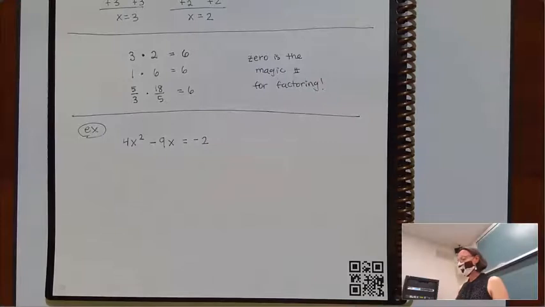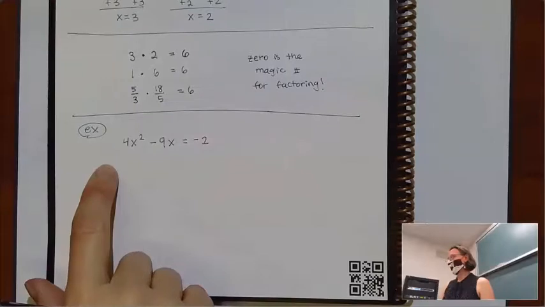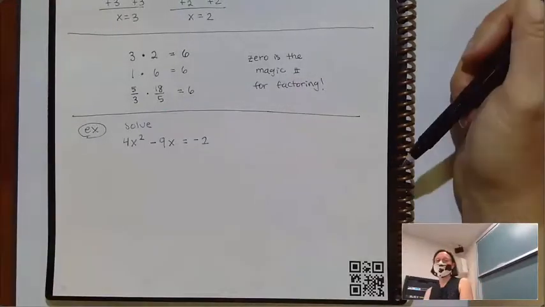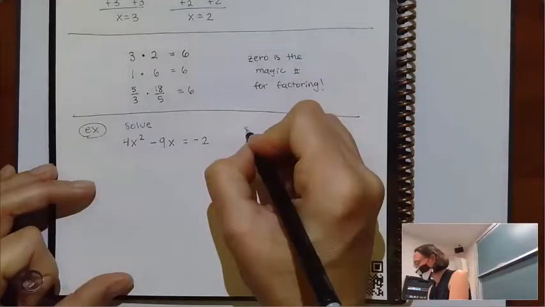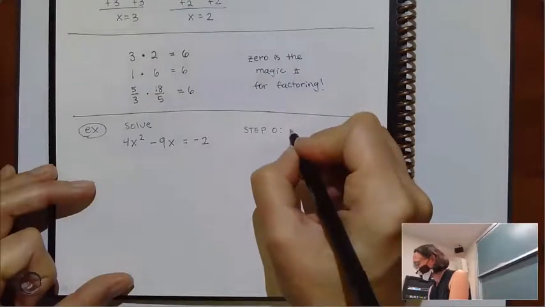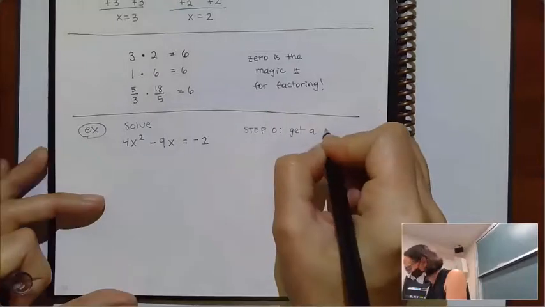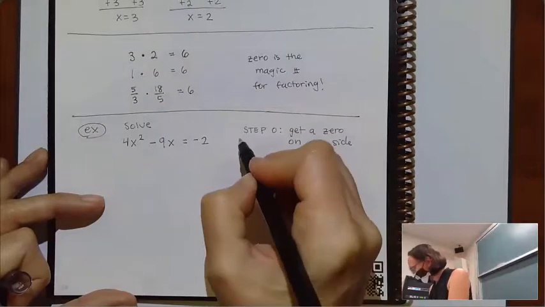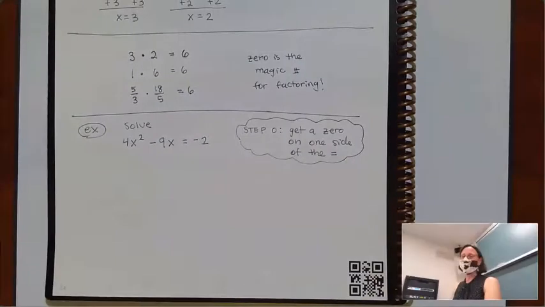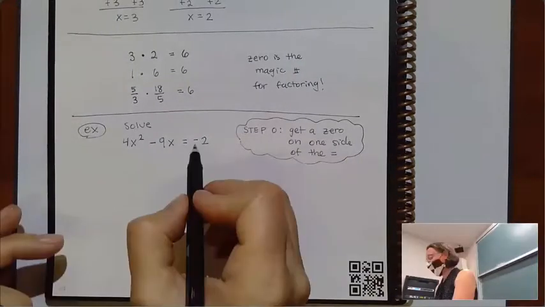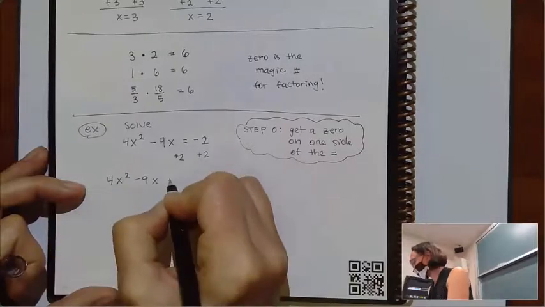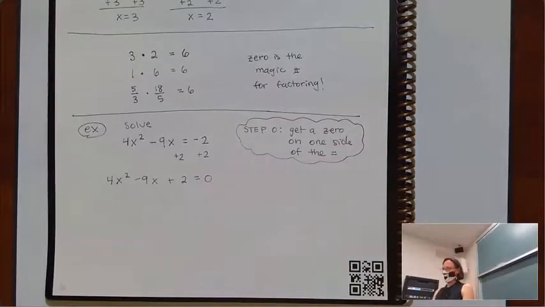It could be tempting to look at the left-hand side and factor out an x. But if my instructions are to solve this, I know that in the previous problem, I said that the first step was to factor. There's actually a step 0. And I call it step 0 because we need a 0 on one side of the equal sign. Then we can do step 1 and step 2. But my first step is step 0. So in this case, I'm going to add 2 to both sides, so that I've got 4x squared minus 9x plus 2 is equal to 0. Now I can move on to get it factored.